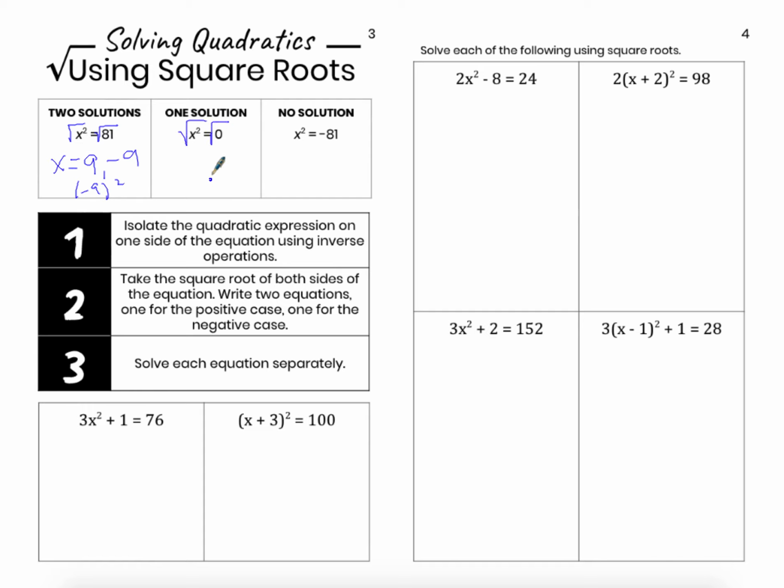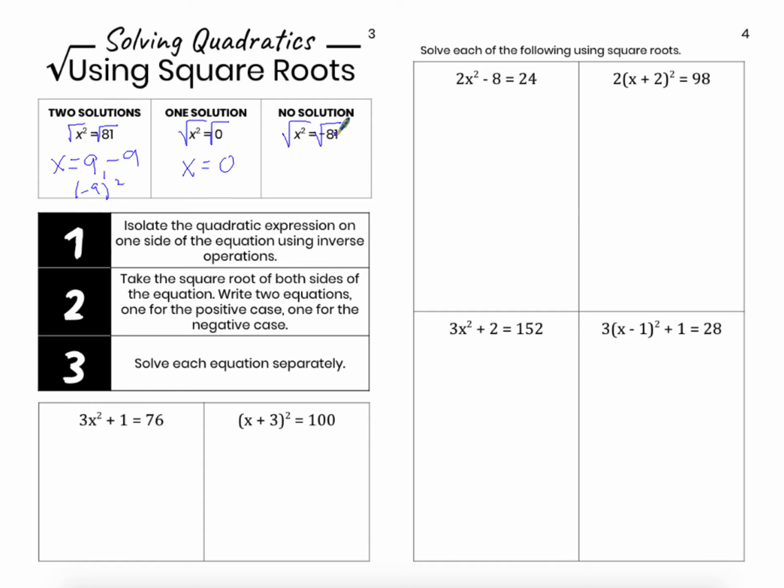In this case, same inverse operation, we just square root, but there is only one square root of 0. 0 times 0 is 0. The no solution case here is when I take the square root of both sides and I find myself taking the square root of a negative number. There is no number that times itself equals a negative that you know of in Algebra 1.